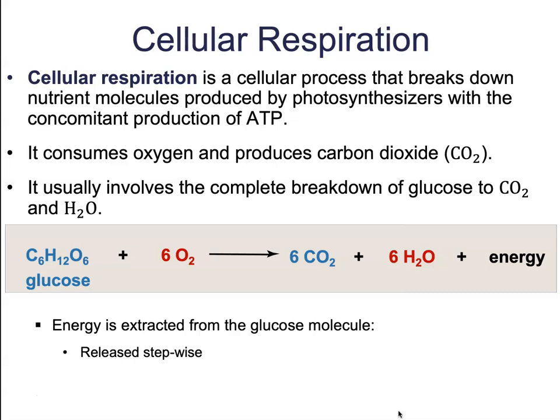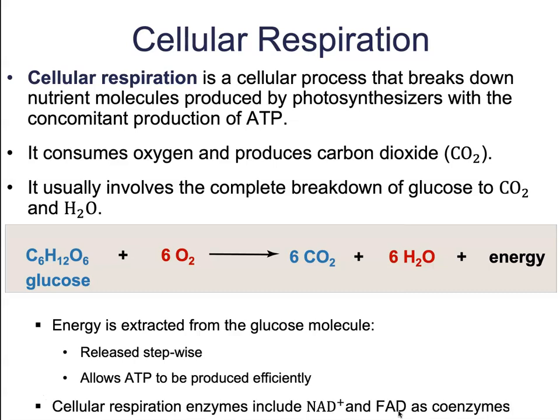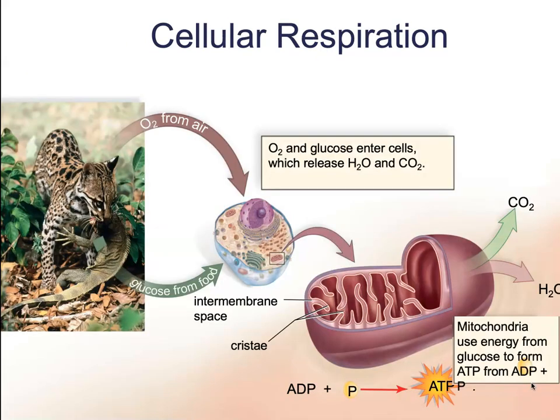But ultimately, energy is going to be released a little bit at a time in a stepwise fashion, which allows for the efficient production of ATP from these reactions. ATP will slowly and gradually be produced at each step. If it were to all occur at once, most of the energy would be lost as heat. So we're going to release just a little bit of ATP at a time. We're ultimately going to be using NAD plus and FAD as coenzymes for these reactions.